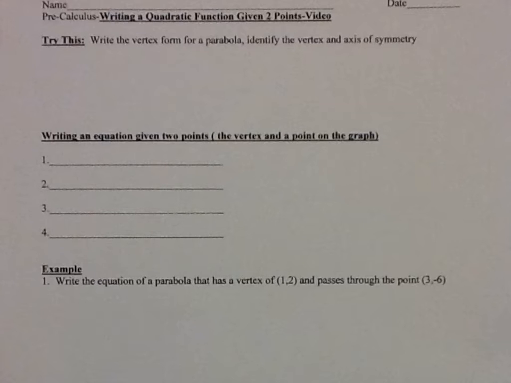Okay, so it says to write the vertex form for a parabola, identify the vertex and the axis of symmetry. Okay, so the vertex form is f of x is equal to a times x minus h squared plus k. The vertex is (h, k). So remember that h is negative in here and here is positive, so that means you have to change the sign. And k is k, so that doesn't matter.